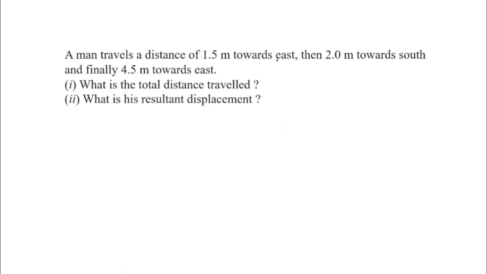Let us start with a question. It reads, a man travels a distance of 1.5 meters towards east and then 2.02 meters towards south and finally 4.5 meters towards east. What is the total distance traveled? And what is the resultant displacement?